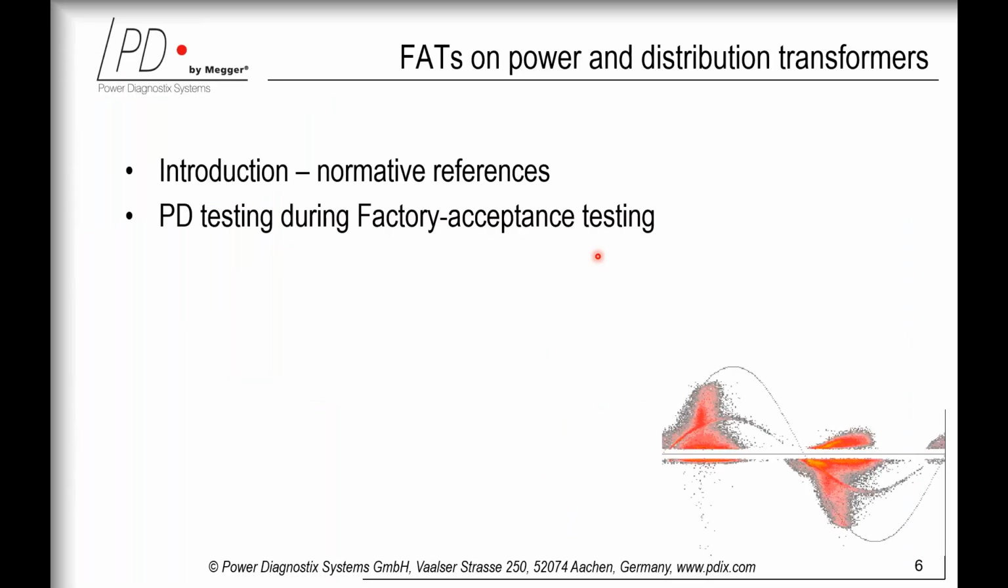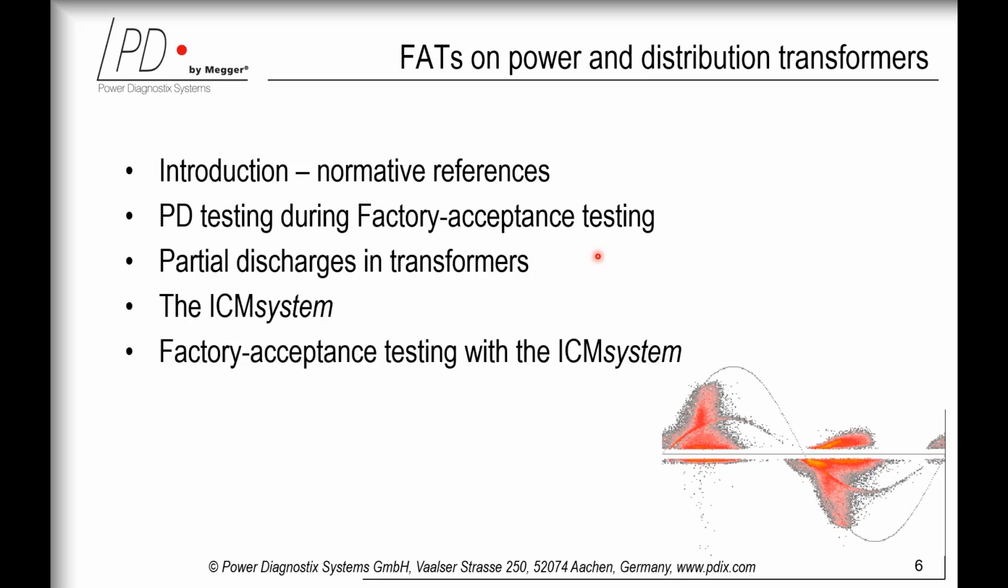I'm Daniel Hering, presenting today the webinar Factory Acceptance Test on Power and Distribution Transformers using the ICMsystem. As an introductory part of this webinar, we will go through the standards defining the factory acceptance test procedures for power and distribution transformers and discuss the various requirements for standard compliant PD testing. We will continue with a short explanation covering partial discharges, the signals they create, and how these signals behave in a transformer. Afterwards, this webinar will continue with its main topics, namely the ICMsystem and how factory acceptance testing of transformers is done with the ICMsystem.